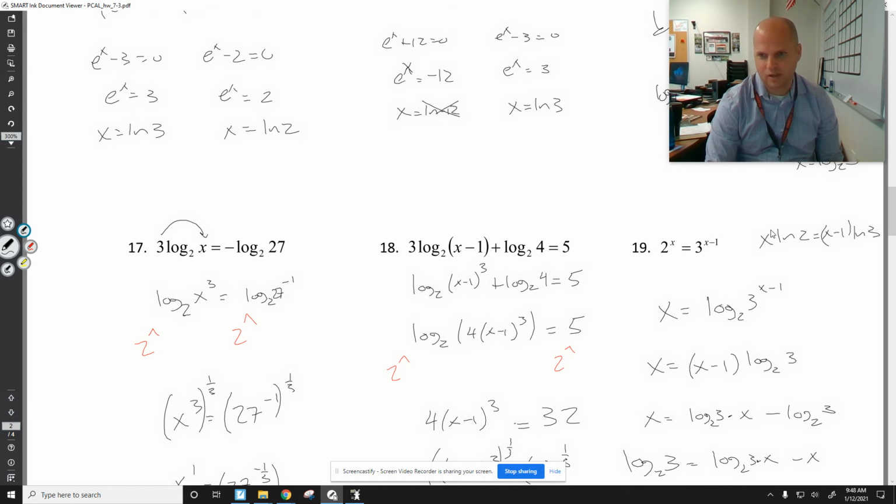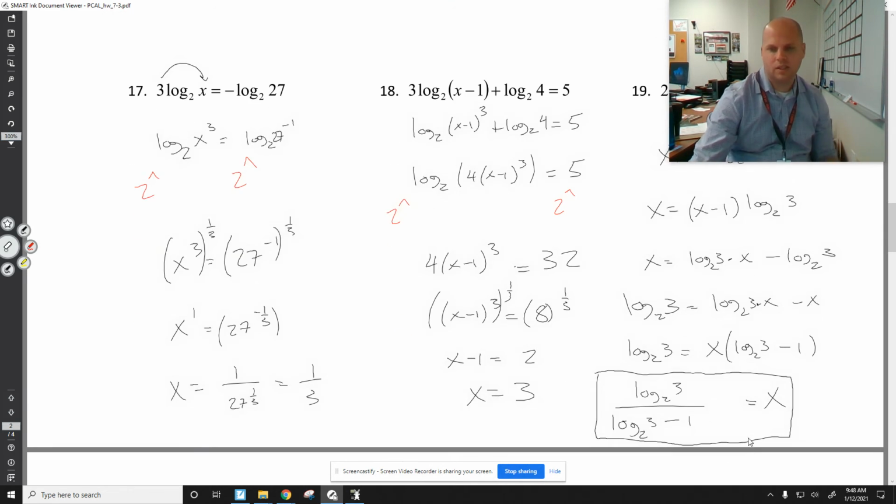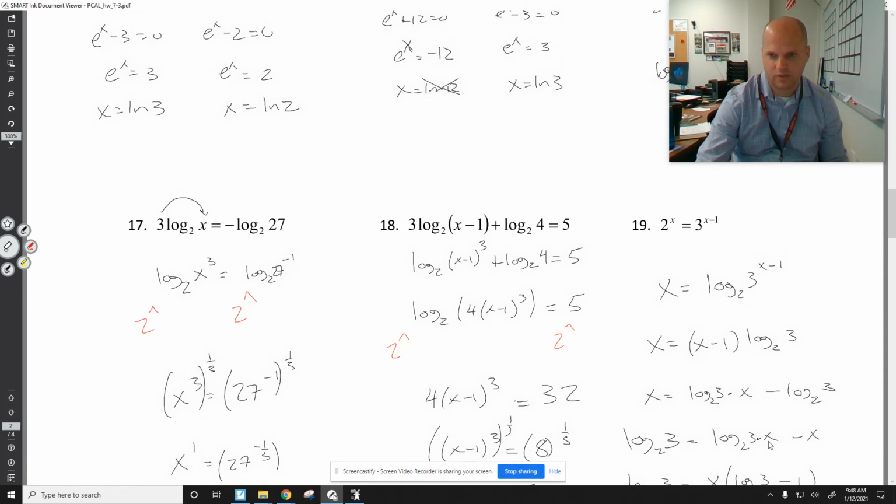It ends up working itself out the same way. You'd have to distribute, subtract, factor. So I don't think it would be much easier than this, but it is a different way. This is the hardest one that we've seen so far.